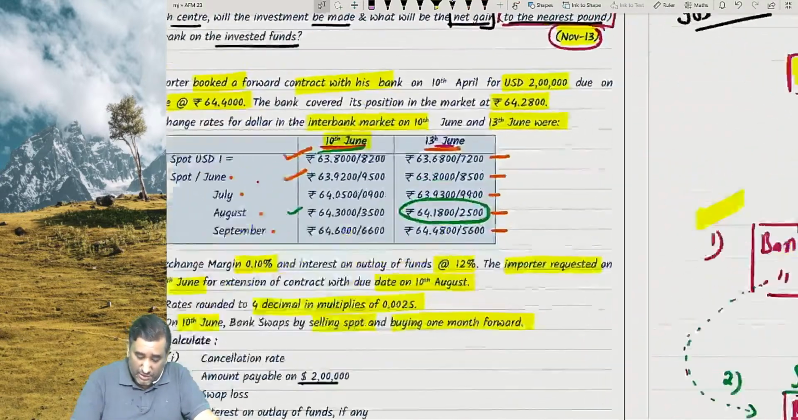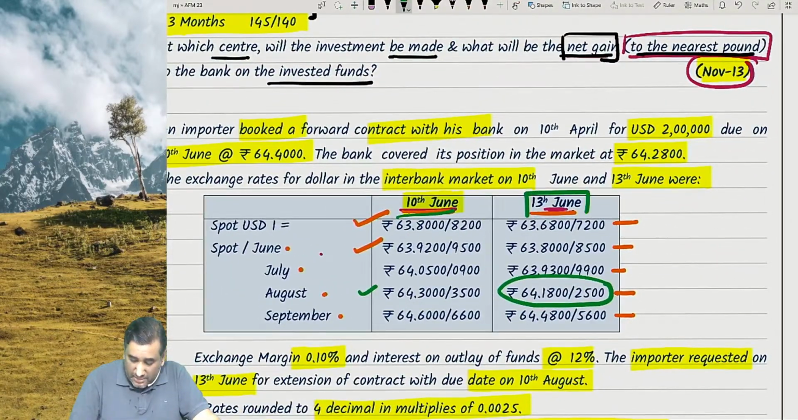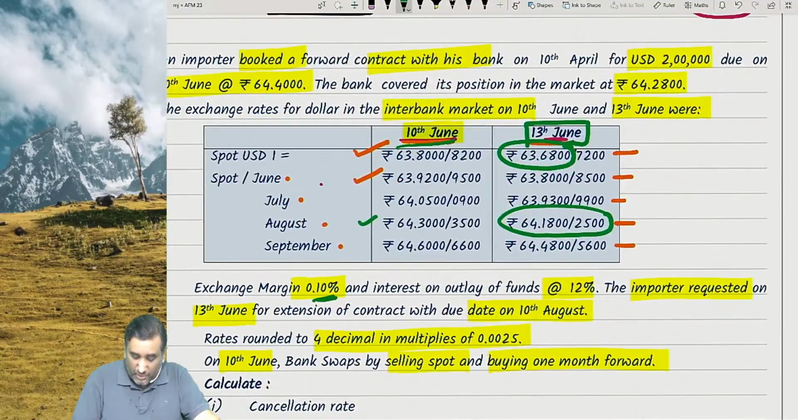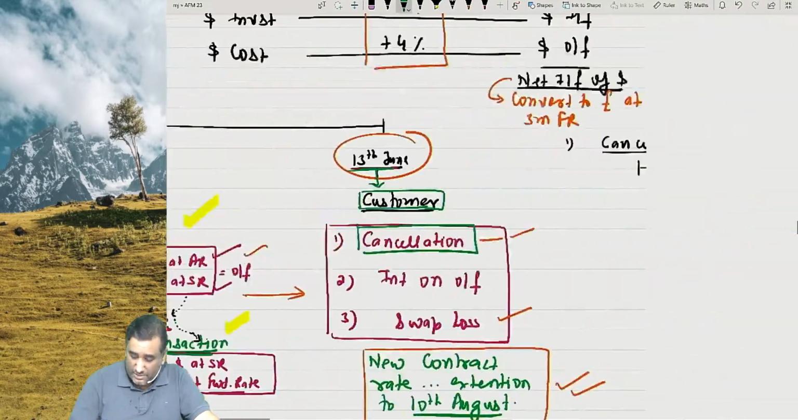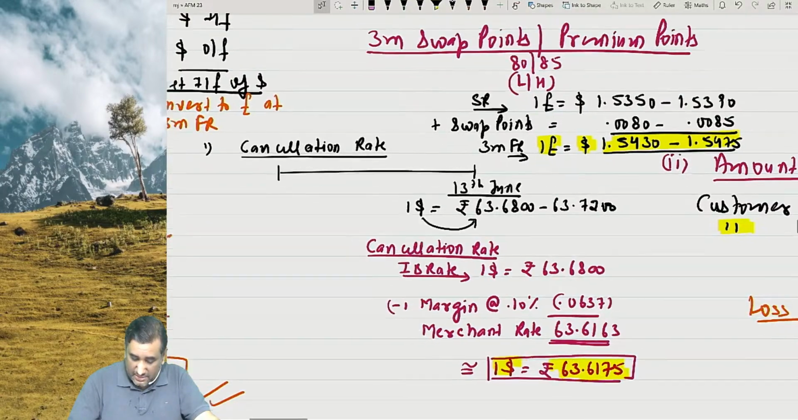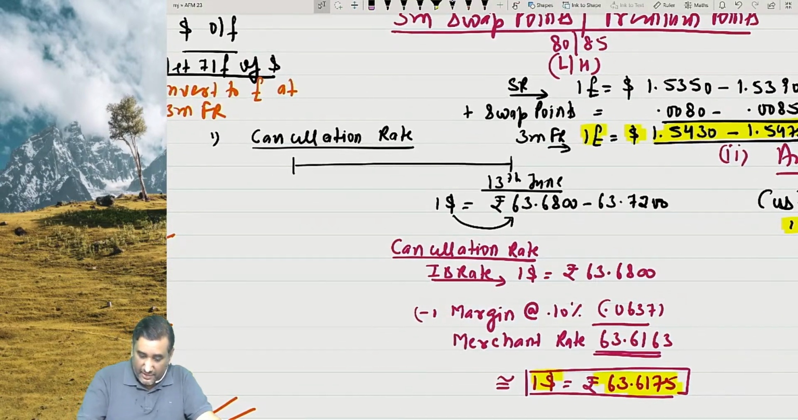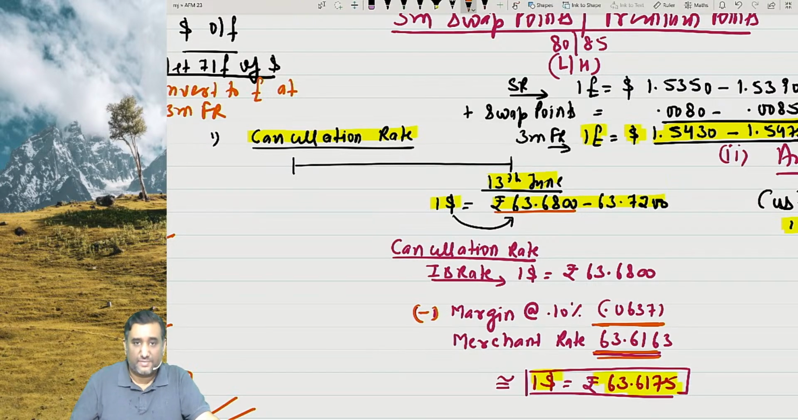So the date is what? 13th June. On 13th June I am standing here. It's this rate, 63.6800 minus 0.10 margin. That will be the cancellation rate. Let me look at the first part's answer. Standing on 13th June, these two rates were available. Since it's an import customer, the importer will cancel at this rate minus the margin, and you get 63.7825.